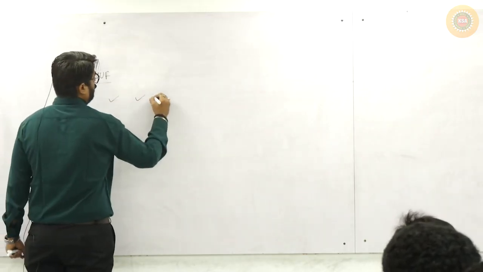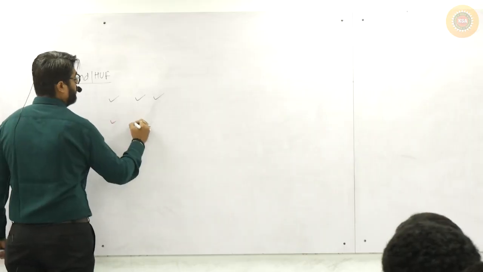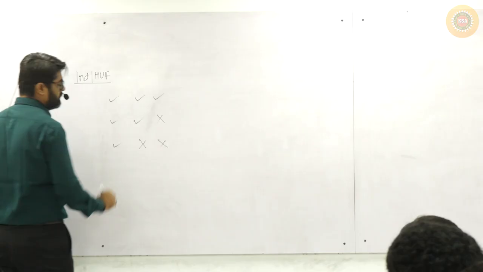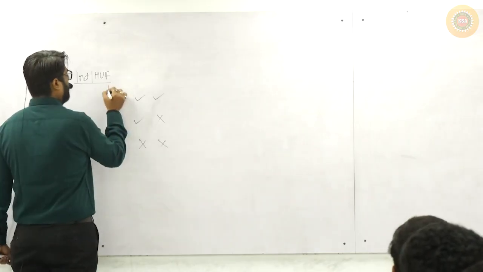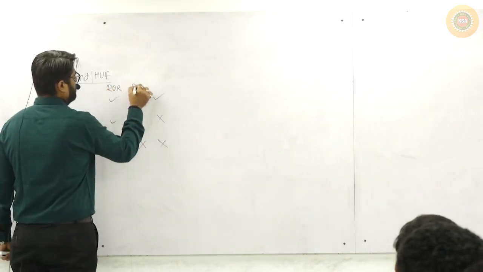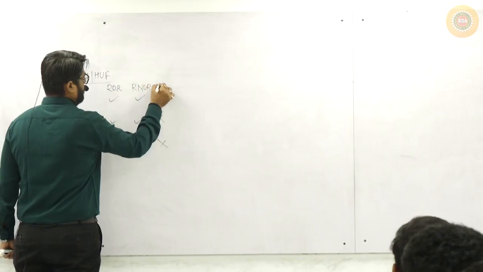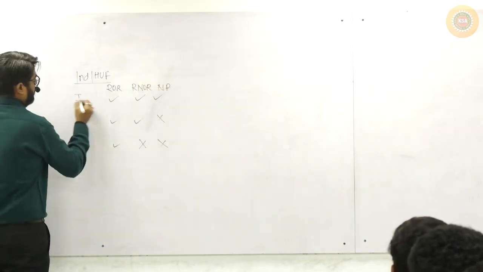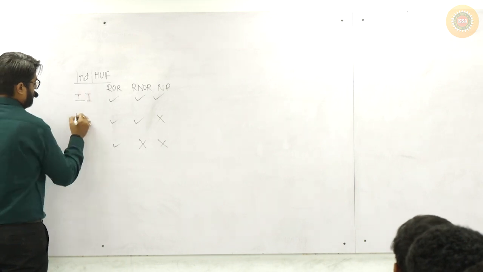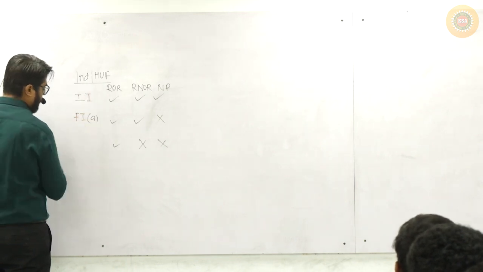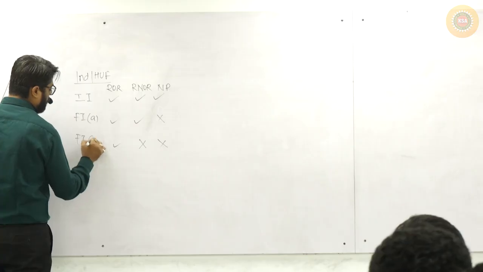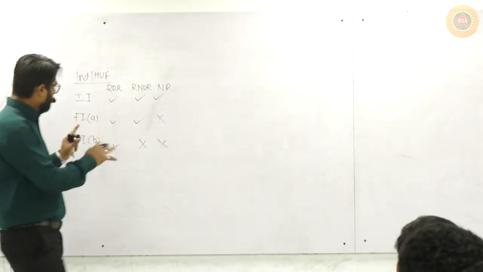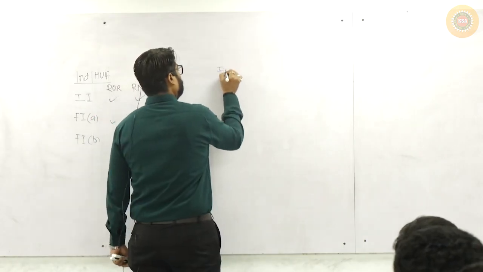Take, cross, cross. What is this? ROR. What is this? RNOR. And what is this? NR. And what is this? Indian income. What is this? Foreign income part A. And what is this? Foreign income part B. Yesterday we had a discussion about this. Okay, no?